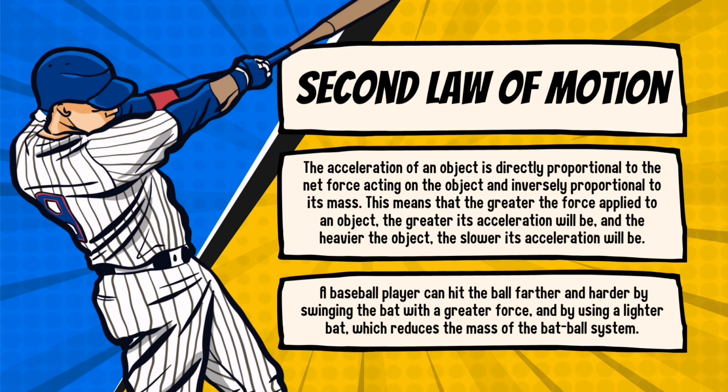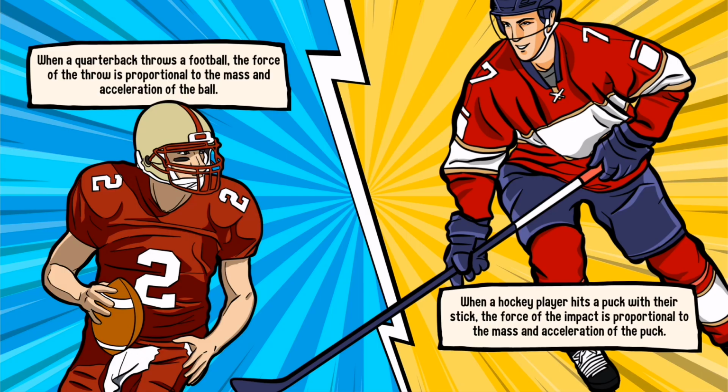A baseball player can hit the ball farther and harder by swinging the bat with a greater force, and by using a lighter bat, which reduces the mass of the bat-ball system. When a quarterback throws a football, the force of the throw is proportional to the mass and acceleration of the ball. When a hockey player hits a puck with their stick, the force of the impact is proportional to the mass and acceleration of the puck.